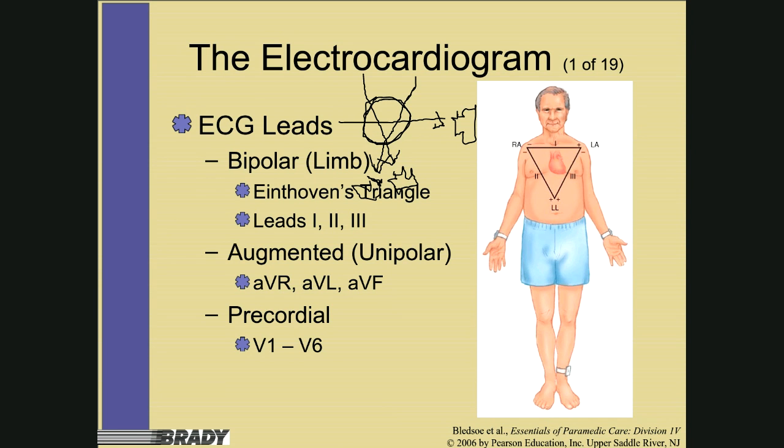So these are your limb leads. Lead 1 is from right arm to left arm. Lead 2 is from right arm to left leg. Lead 3 is from left arm to left leg, right?